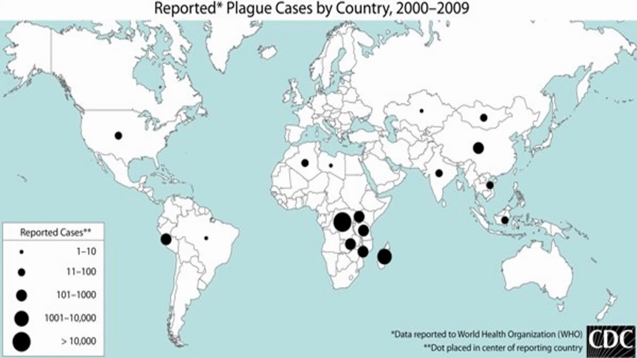Now worldwide, as you can see, just a little bit in the United States, South America. Most of the regions where this happens is in Africa and Asia. Now, Madagascar and sub-Saharan Africa account for 95% of all the reported cases worldwide. So you need to be careful when traveling to those areas for sure.